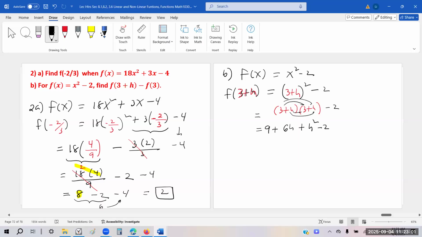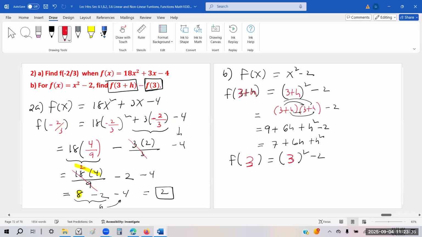Is it 2 or is it 3? 2. So we have 9 minus 2, 7. So it's not 6. I said it's 6. It's not 6, it's 7. So we found the first part, f of 3 plus h. Now they're saying find f of 3, second part. So you do the same thing again. Every x you see, replace them with 3 and then simplify. So we get 9 minus 2, which is 7.